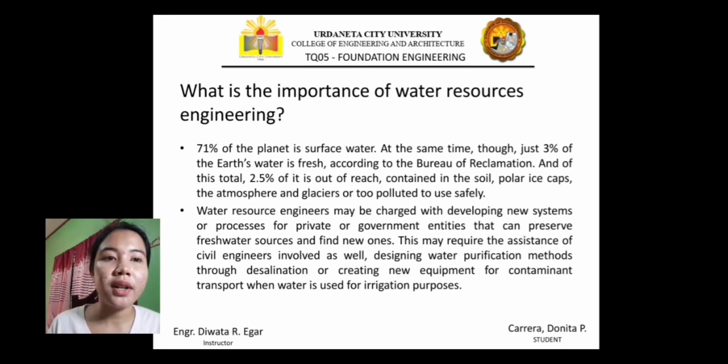This may require the assistance of civil engineers as well, designing water purification methods through desalination or creating new equipment for contaminant transport when water is used for irrigation purposes. So, they are also involved in water treatment so that the quality of water may improve for various systems or uses.